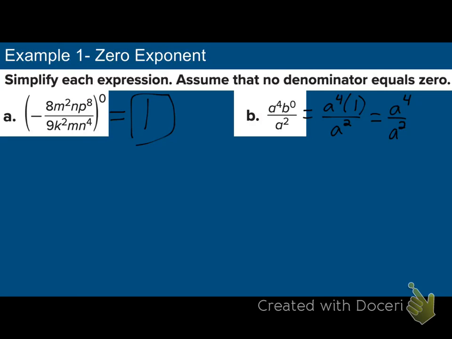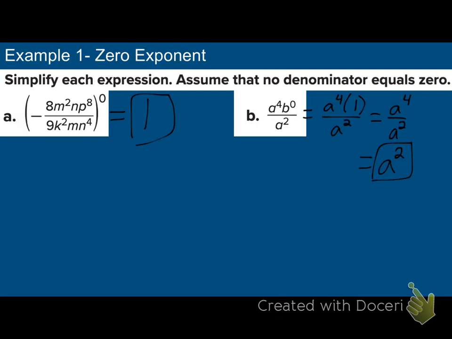Is that simplified as far as it'll go? No, because there's another a. So we're dividing here. It's a fraction. Are we dividing with the same base? Yes. What can I do if I'm dividing things with the same base with the exponents? Subtract them, right? Top minus bottom. 4 minus 2. 2. So this becomes a squared.